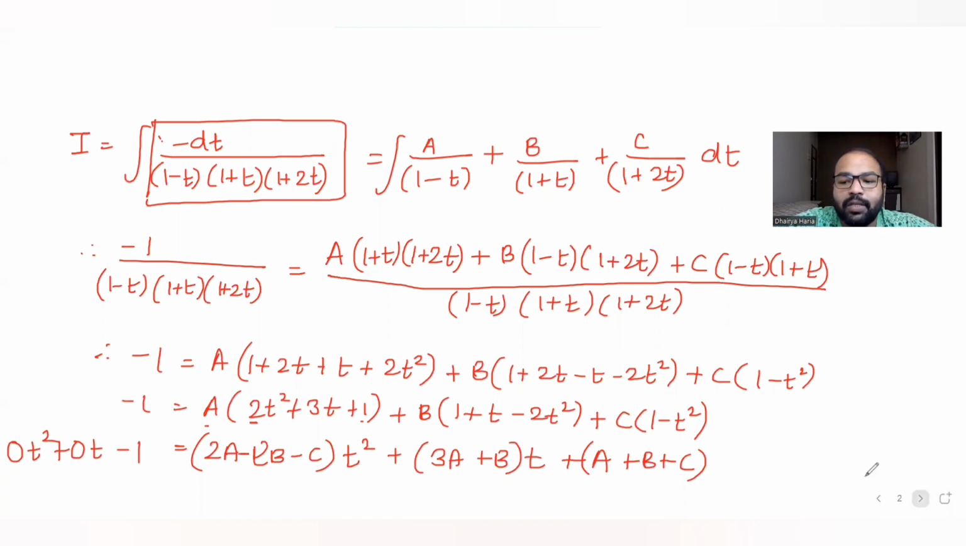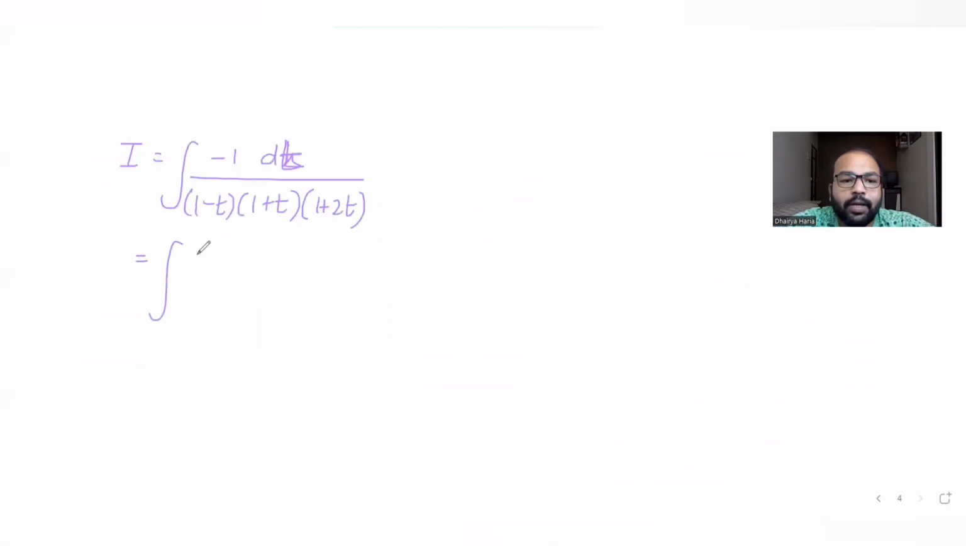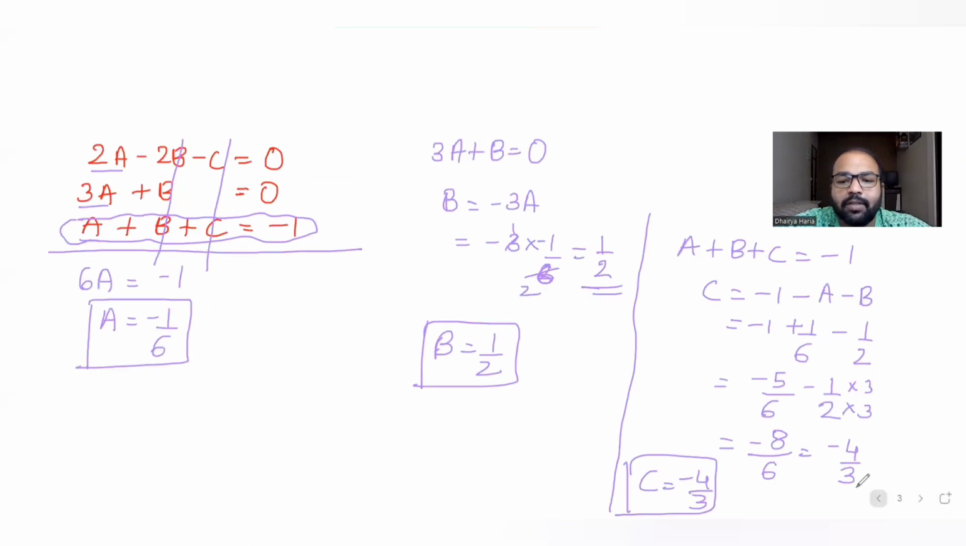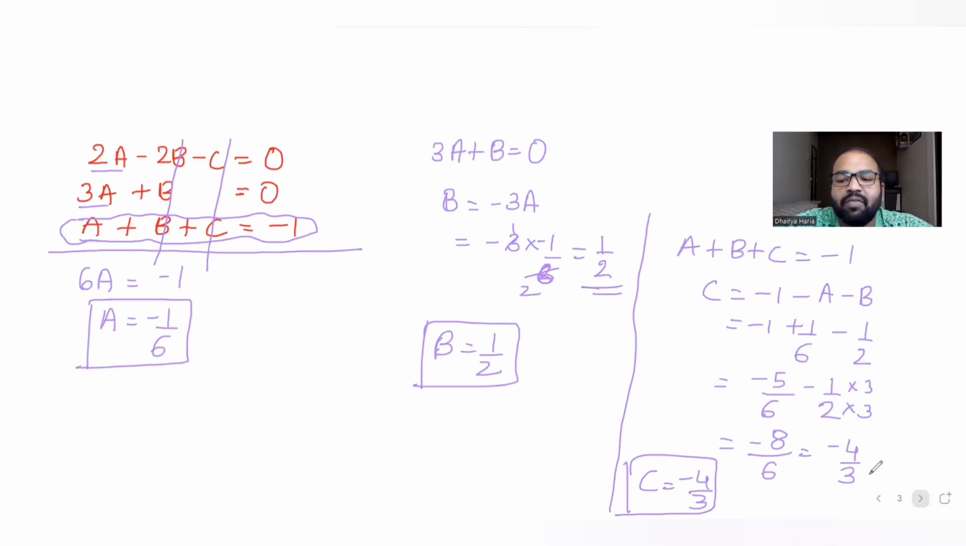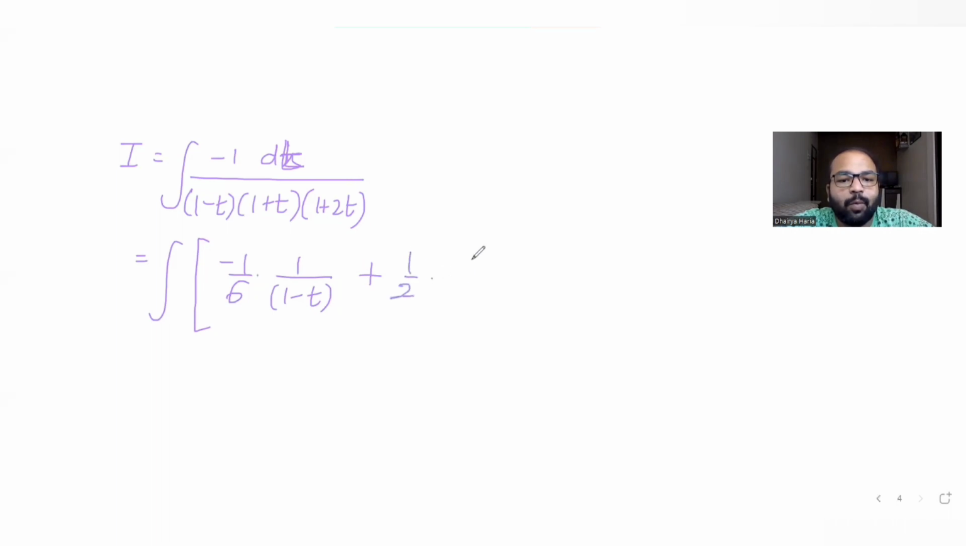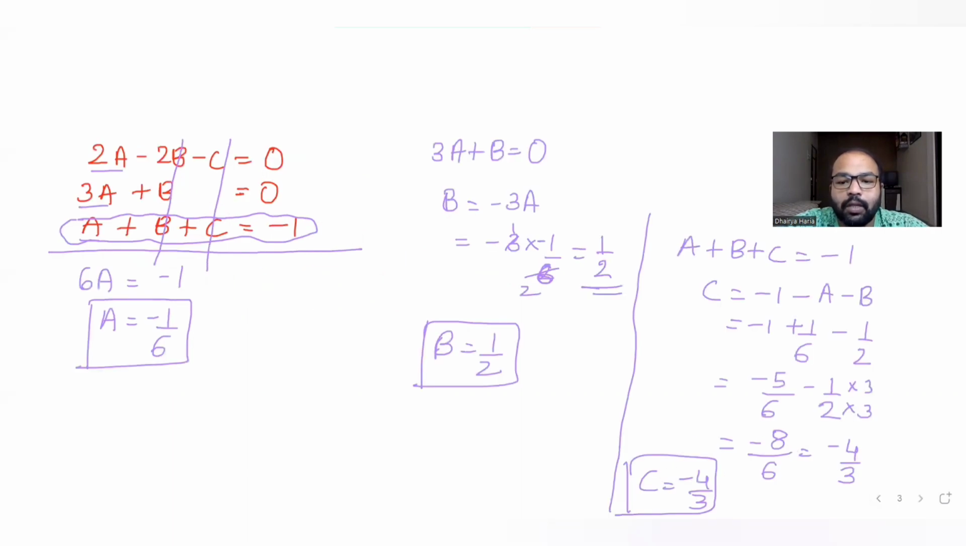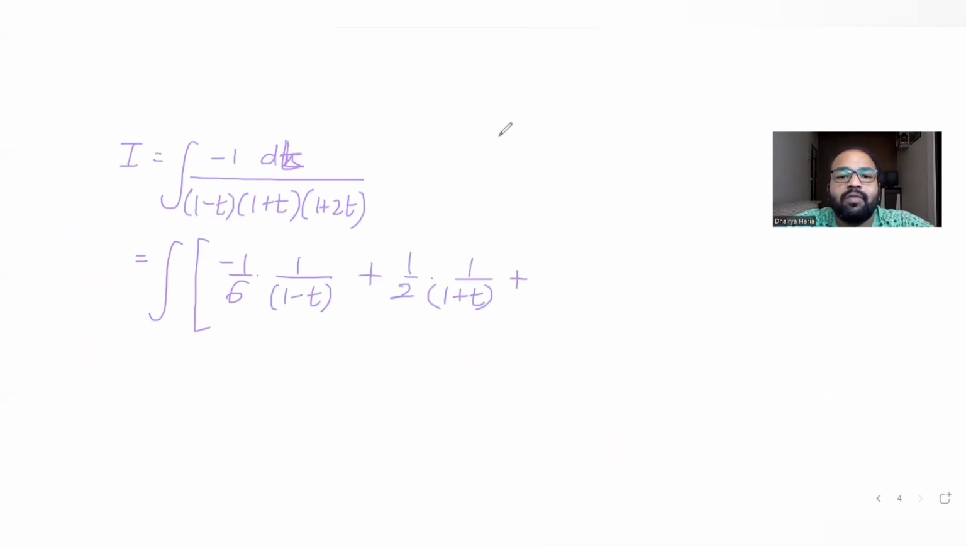Right? So I can replace this entire thing with three terms. I'll write it as A upon 1 minus t. A I already know is minus 1 by 6, so it becomes minus 1 by 6 into 1 upon 1 minus t, plus. Next I got B. B was half, with 1 plus t, so half into 1 upon 1 plus t. And I have also got C now with me, that's minus 4 by 3, so instead of plus, we write minus 4 by 3, and that is 1 upon 1 plus 2t. Right?